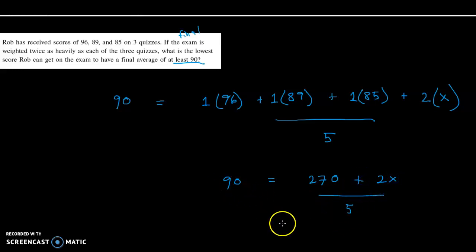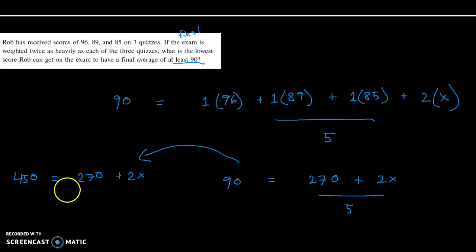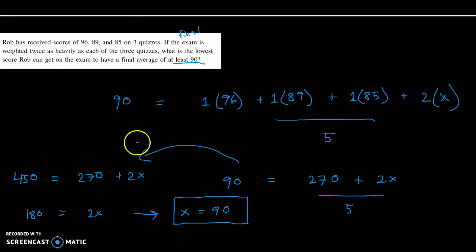Now we can just multiply both sides by 5, and that should get us to 450 is equal to 270 plus 2x. And I think at this point, hopefully you're okay with doing the rest of this. We would just subtract 270 from both sides, and that should get us to 180 is equal to 2x. Divide both sides by 2, gets us to X has to be equal to 90. So in order for your final score to be at least 90 points, you'd have to score a 90 on your final exam. And that is essentially it for weighted averages.